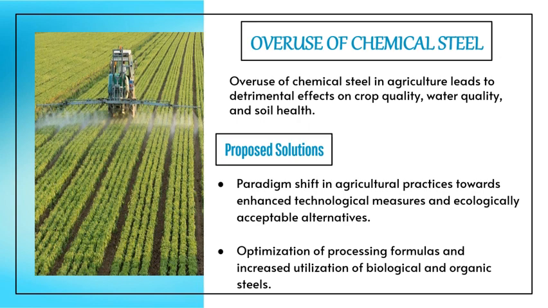To mitigate these detrimental effects, we advocate for a paradigm shift in conventional agricultural practice. This includes embracing enhanced technological measures, optimizing processing formulas, and promoting ecologically acceptable alternatives such as biological and organic fertilizers.